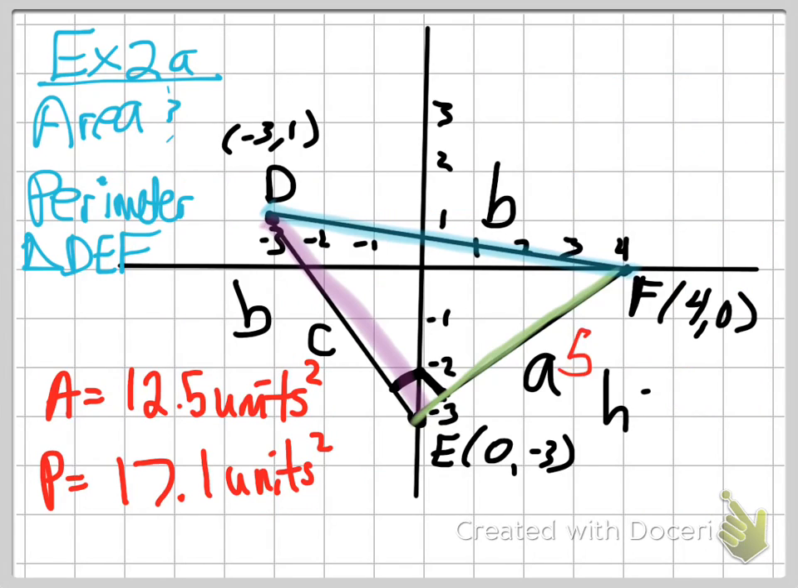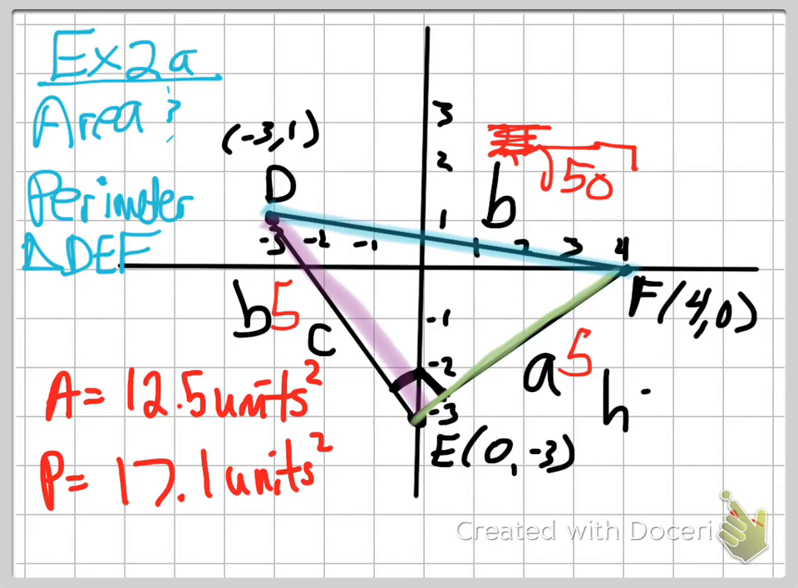Alright, so I have A and B are both 5. Side B is 25 here. Oh, whoops, sorry, not 25. It's the square root of 50. DF is the square root of 50. So I can go ahead and solve for my area and perimeter then.